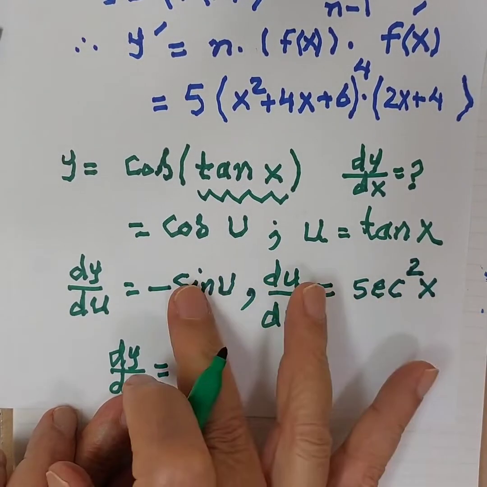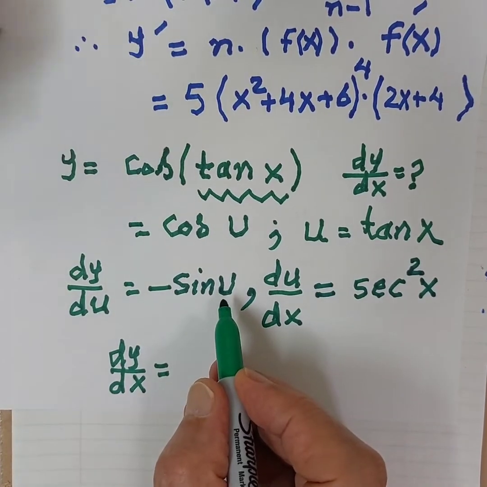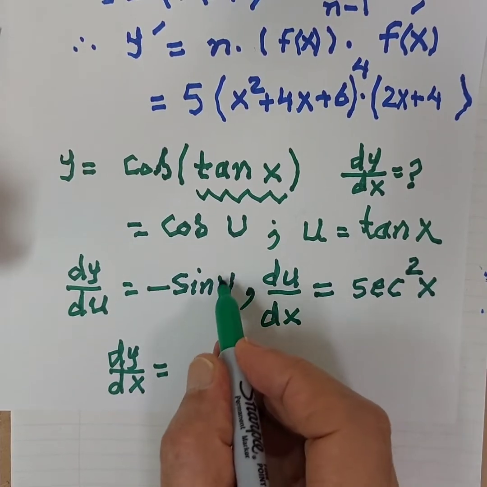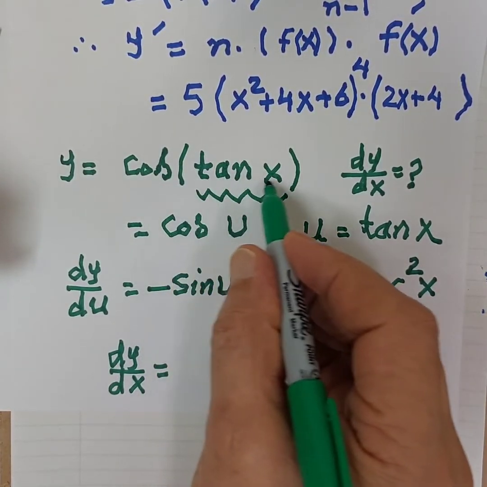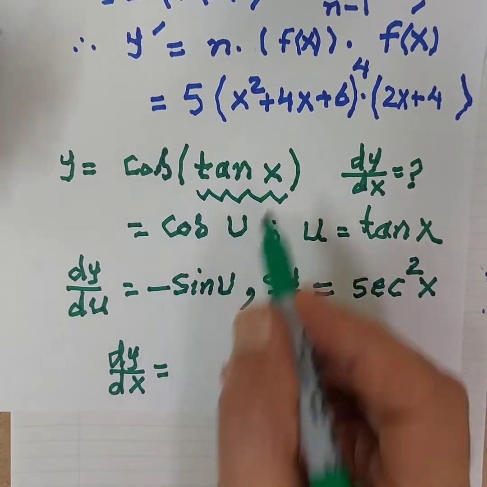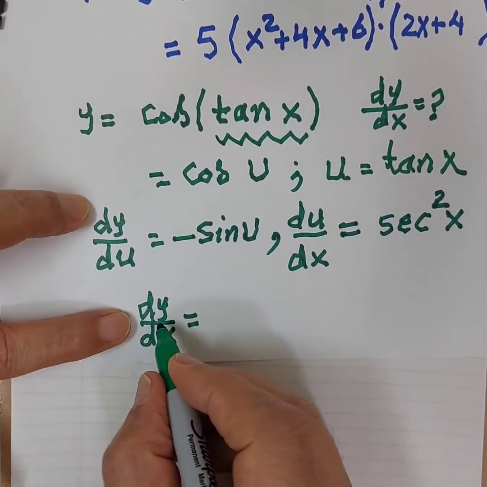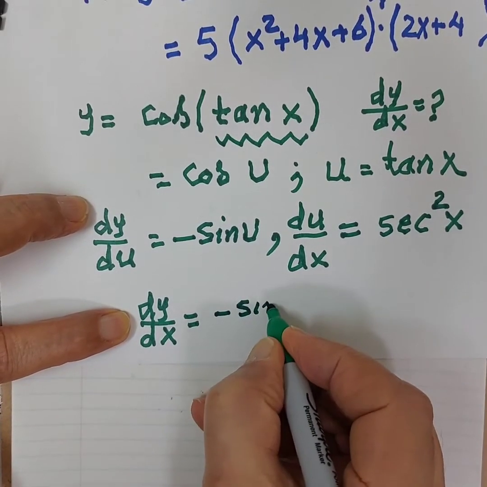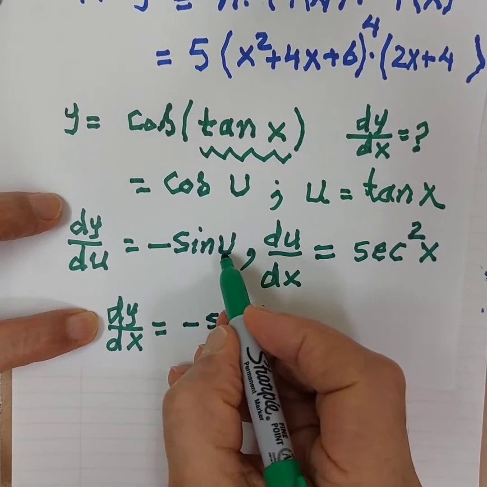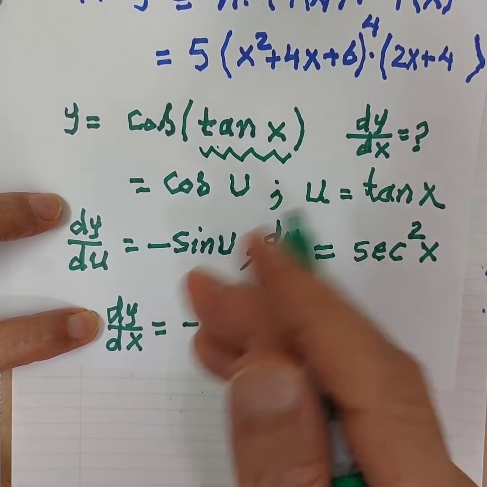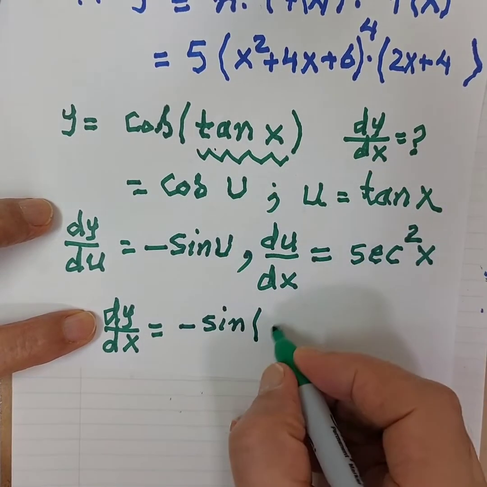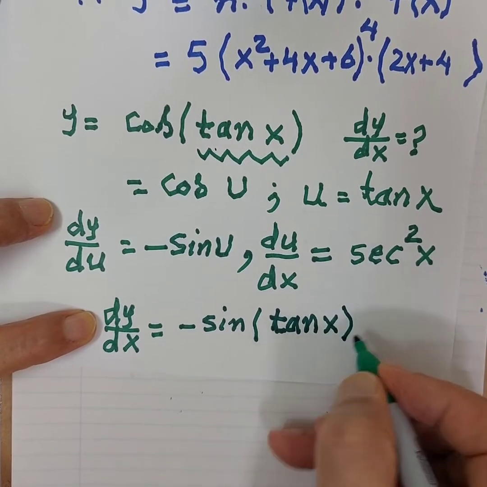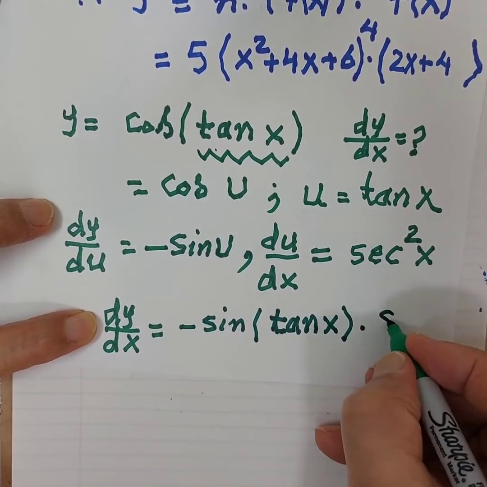Now we multiply those together, and as u wasn't in the beginning of the question, again we will write instead of u the value which was in the question. So the answer will be multiplying those together. That means minus sine of what? Of u. u is tan x. We suppose it from our mind. So tan x, multiplied by secant squared x.